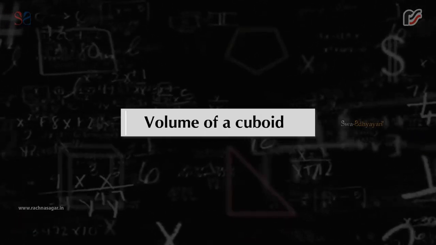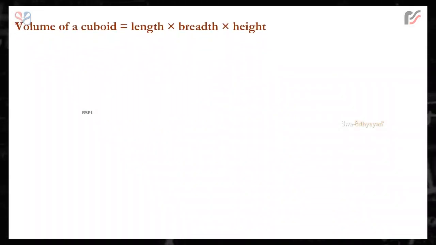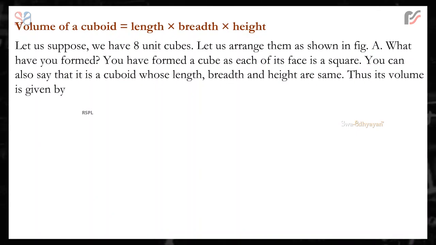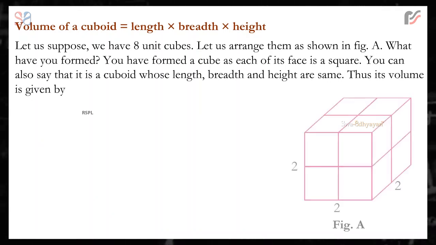Volume of a cuboid. Volume of a cuboid is equal to length into breadth into height. Let us suppose we have 8 unit cubes. Let us arrange them as shown in figure A. What have you formed? You have formed a cube as each of its face is a square.